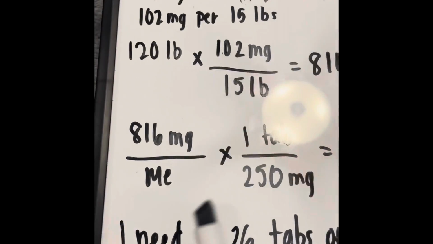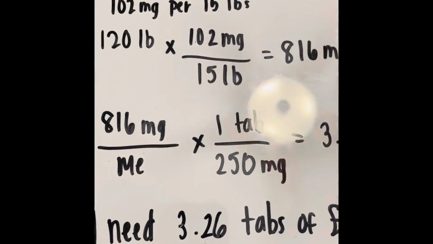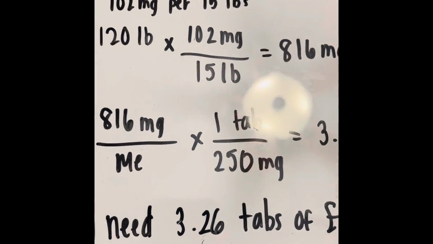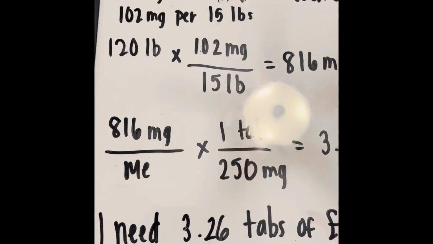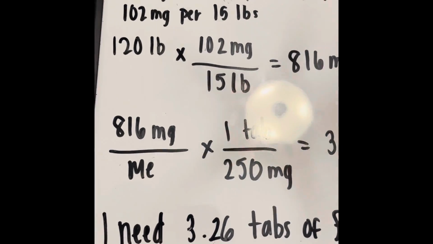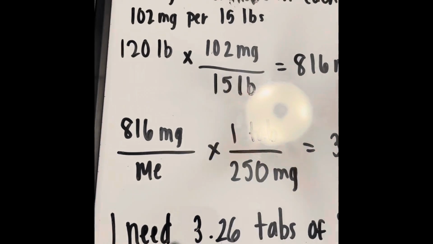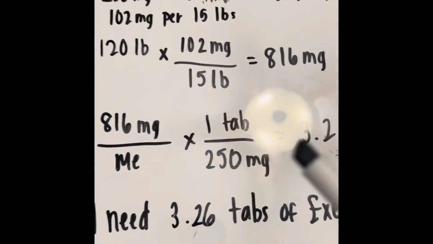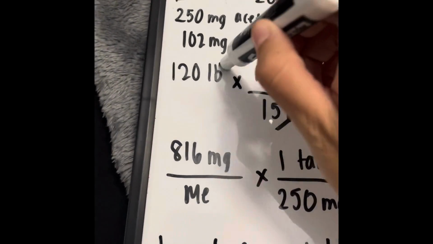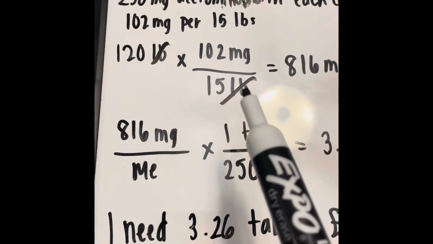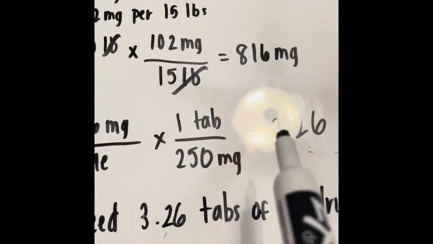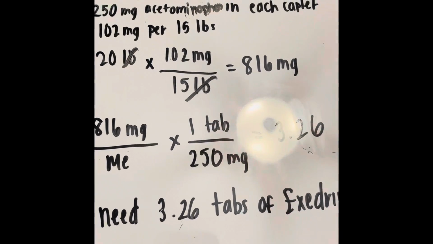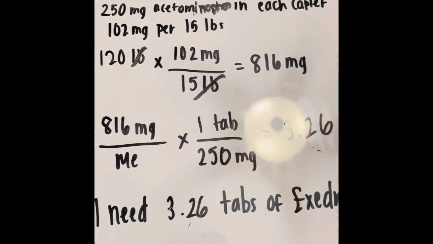I'm going to start off with my body weight, which is 120 pounds, and multiply that by the dosage, which is 102 milligrams for every 15 pounds. I multiply by 120, since I'm 120 pounds, to figure out how many milligrams I would need of this medicine. When I multiplied that, I crossed these out, multiplied across for dimensional analysis, and then divided by 15, and my answer was 816 milligrams. So I would need 816 milligrams of Excedrin to cure my headache.